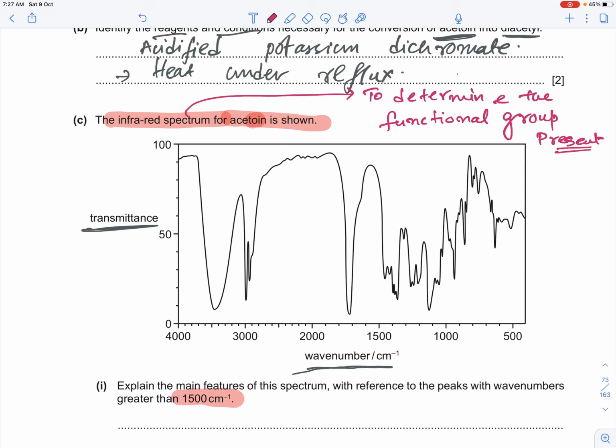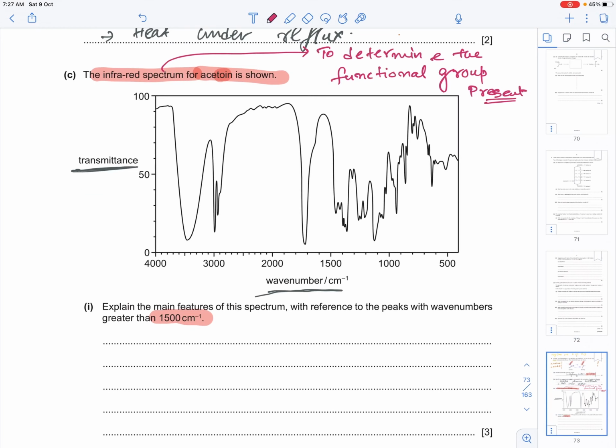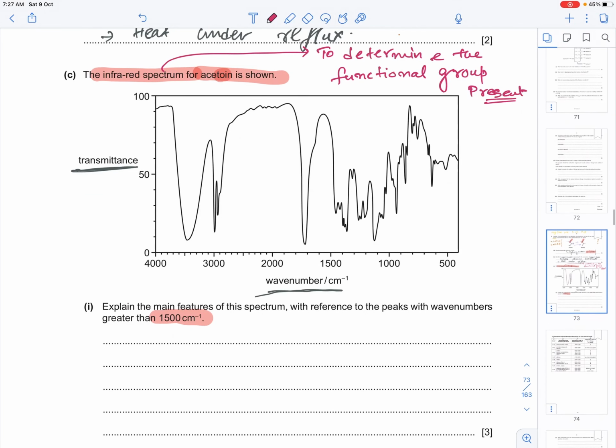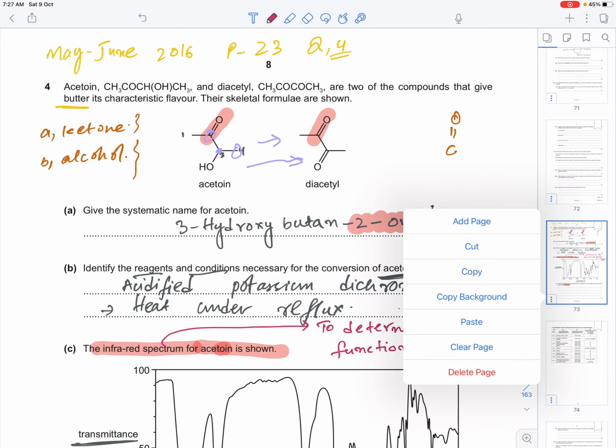Alright, to identify the functional group present in an organic compound, and how does IR spectroscopy serve this purpose? Basically, when you strike IR radiations on any organic compound, what happens is that the bonds... let me just add a new page here to explain this IR spectroscopy.